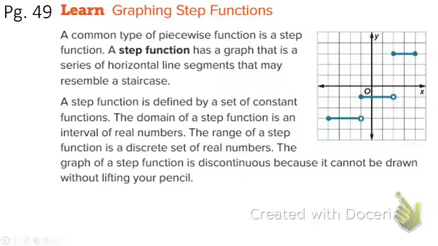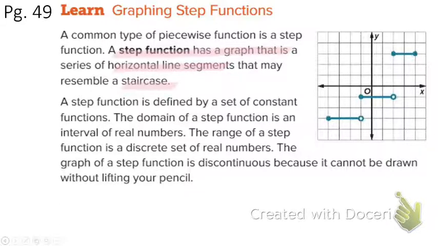Okay, so what is a step function? A step function is a graph that has just horizontal lines. That's all it is. And it looks like a staircase. That's why we call it a step function, because each horizontal line is a step. Notice that the steps are horizontal, so they don't have a slant.